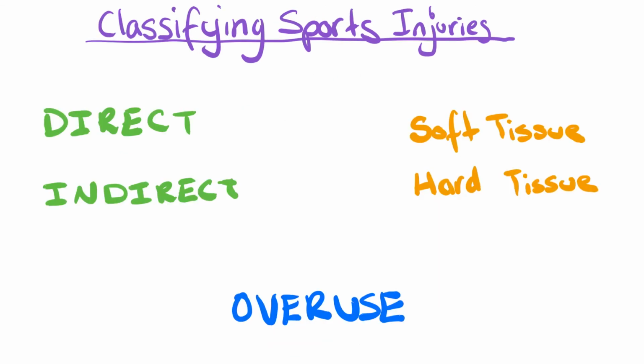So remember, when we classify sports injuries, we classify them as a direct or an indirect force impacting on them. The type of tissue, so looking at soft tissue or hard tissue, or if it's an overuse injury, overuse of the muscles or equipment or incorrect technique.